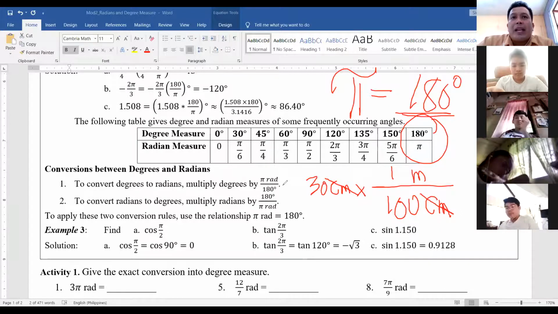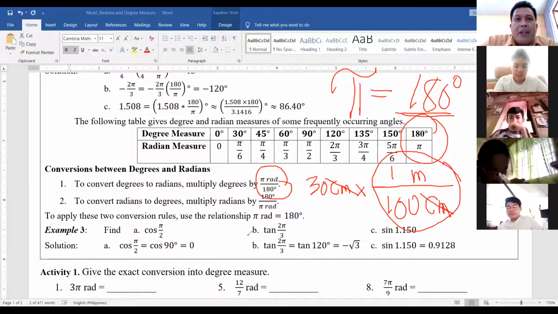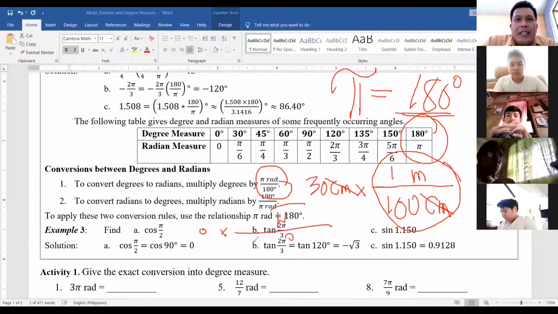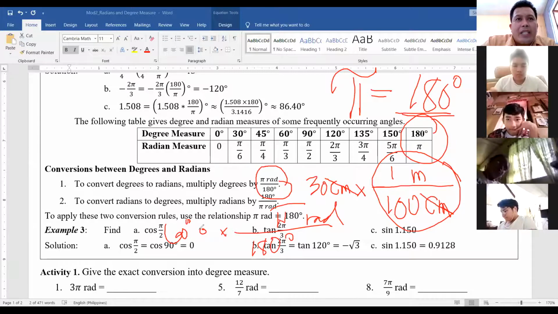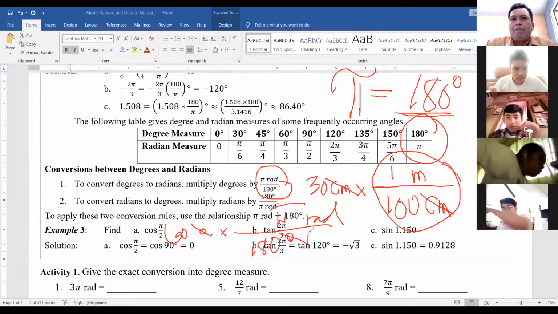And that is where we get to come up with a conversion factor. Just the same as in this case, since our given is degrees, we will multiply it by pi over degrees. And in this case, 180 degrees is equal to 1 pi radian. So to eliminate the unit, which is degrees, we have to put the 180 degrees in our denominator.